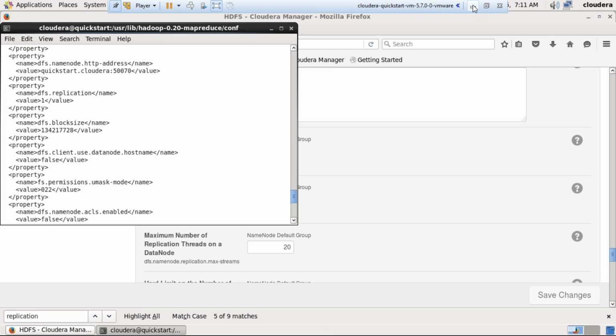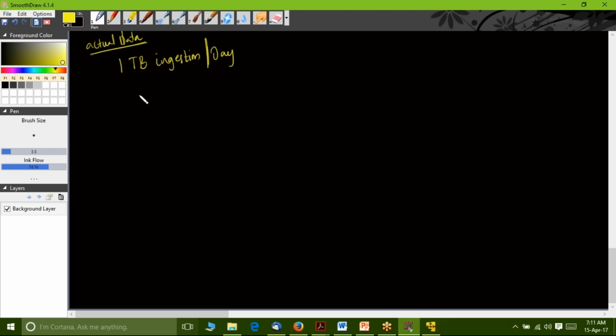So keeping that factor into consideration, if I have my 1 TB ingestion per day at a replication factor of 3, so each day how much storage do I need? 3 TB per day I need. This is the raw storage. Of course, friends, there is a way you can make this more efficient. I'm going to talk about that one.